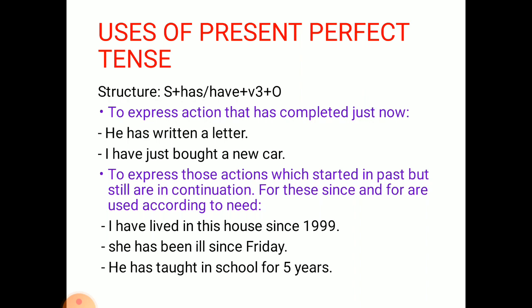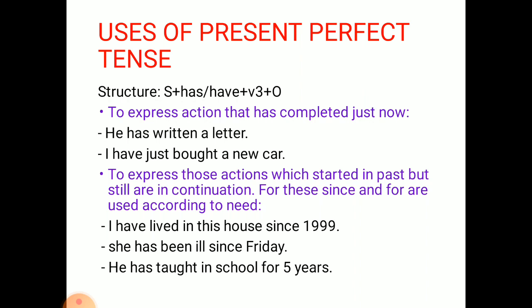At that time I told you that there are a lot of words that show that it is present perfect tense: just, already, yet, ever, never, a lot of words. Okay, second use of present perfect tense: to express those actions which started in the past but are still in continuation. And for these actions, since and for are used according to need or situation.